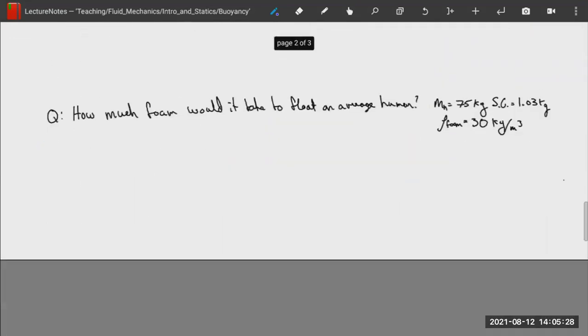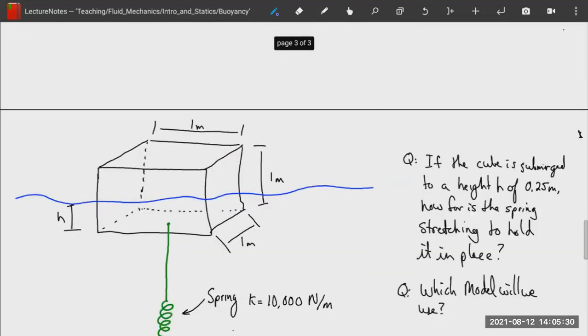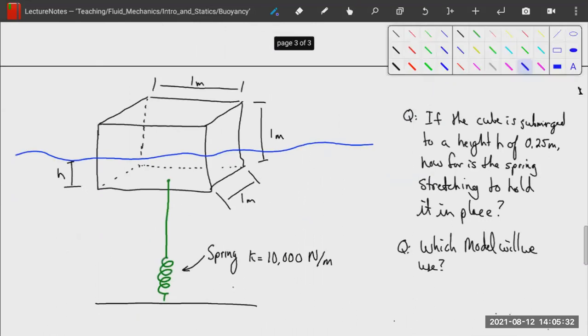And then in the next video, we will do an example problem where we have a box floating in water, held in place by a spring, and we want to know how far the spring is stretching to hold it in place. Cool, which is kind of a model for a buoy, right? Kind of a simplified buoy. Great.